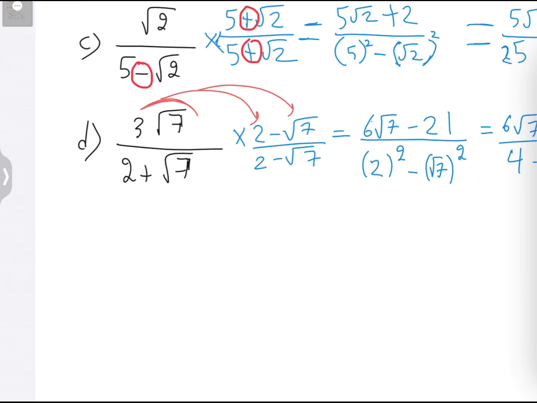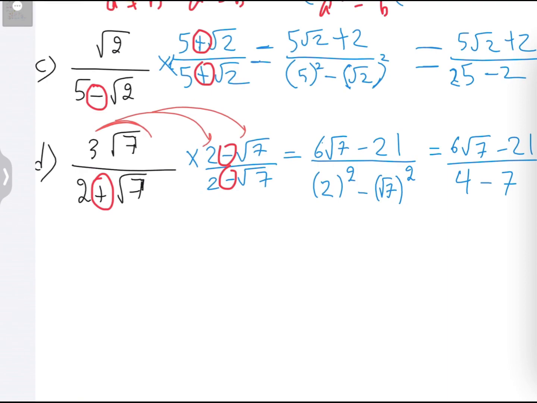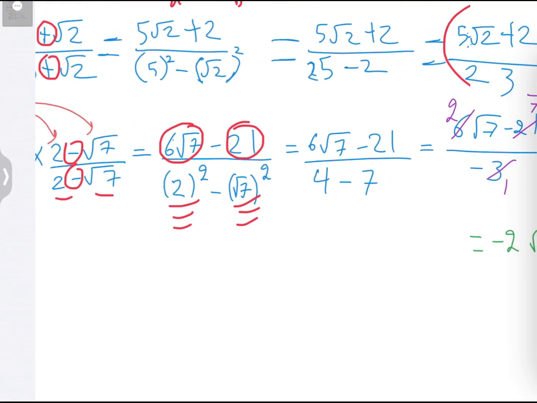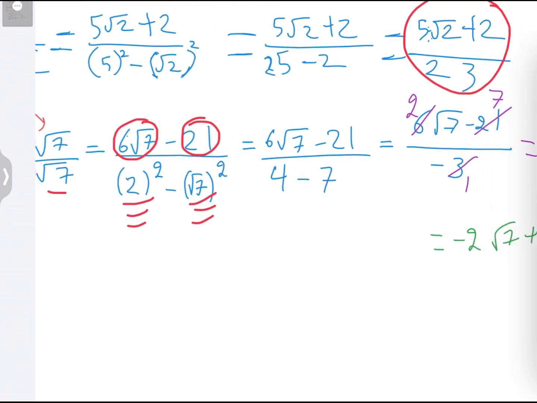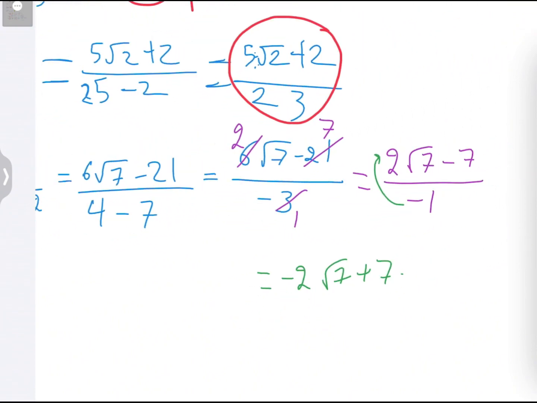Now the last one, 3 radical 7 over 2 plus radical 7. Here we have plus. We have to multiply by minus. Some calculation, use calculator. 3 radical 7 times 2 is 6 radical 7. 3 radical 7 times radical 7 is 21. Down there we have a plus b into a minus b. We'll get a squared minus b squared. A squared is 4, b squared is 7. 4 minus 7 is 3. Now we have to simplify it.